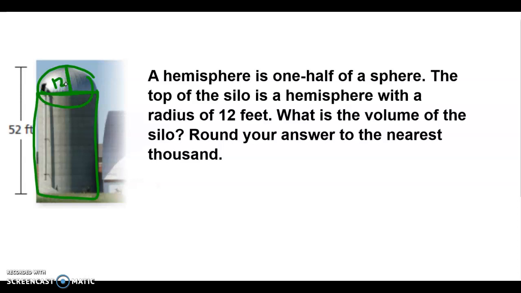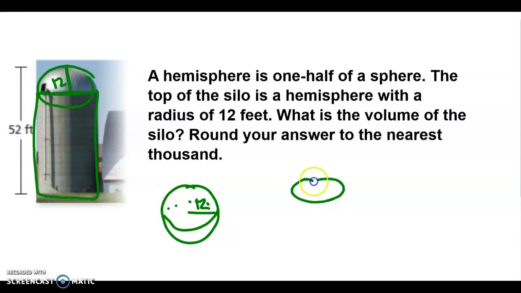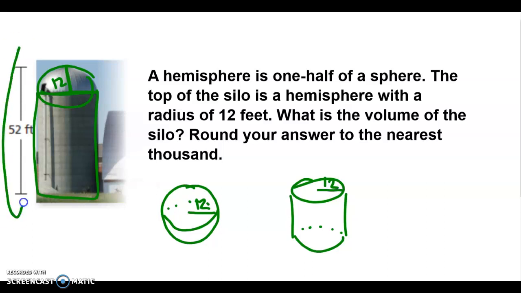So that means I'm going to draw out two pictures. I want you to start by drawing your sphere. And remember, our pictures don't have to be lovely. But the radius is going to be 12. And then I want you to draw your cylinder. Again, doesn't have to be perfect. And my radius is going to be 12. But then I need to figure out my height. Well, this over here tells me that the whole height is 52. But I know that this part is 12. So if I take 52 minus 12, that's going to give me 40.